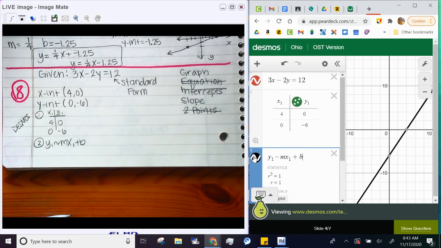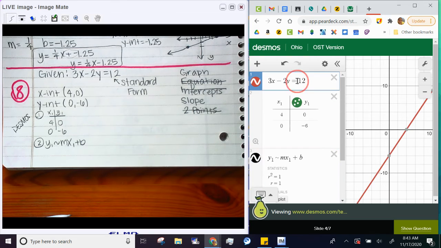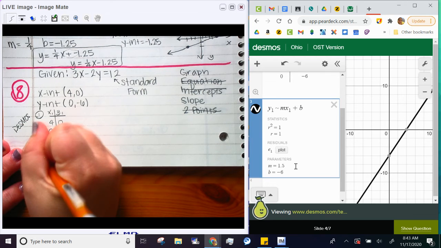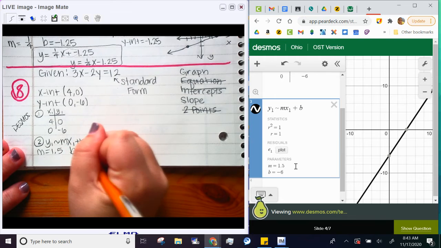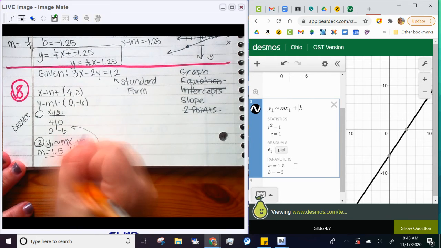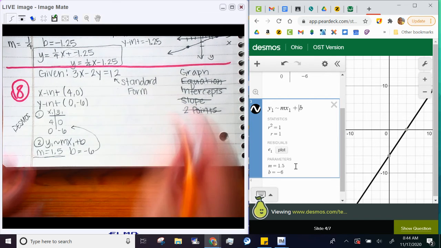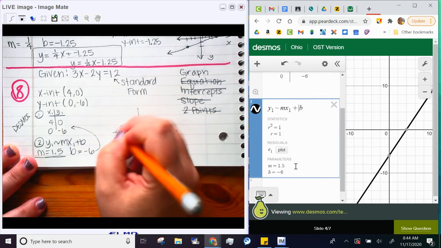Okay, notice that the black line is on top of the red line. So if I click on the black equation and then I click on the red equation, the color of my line is going to change. Okay, so I've got my m is 1.5 this time, and my b, I already know it's negative 6 because I did it in the table. So the m is what I care about. That's my slope. And then I just need to draw the graph. I know my 2 points, so the graph will be nice and easy peasy from here.